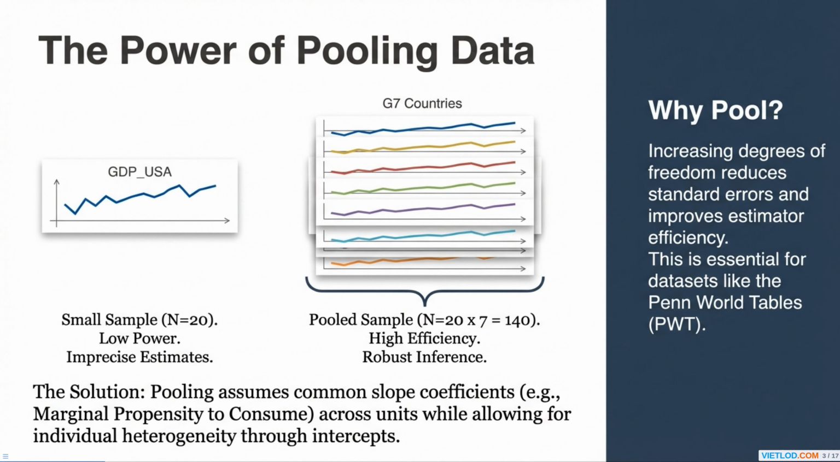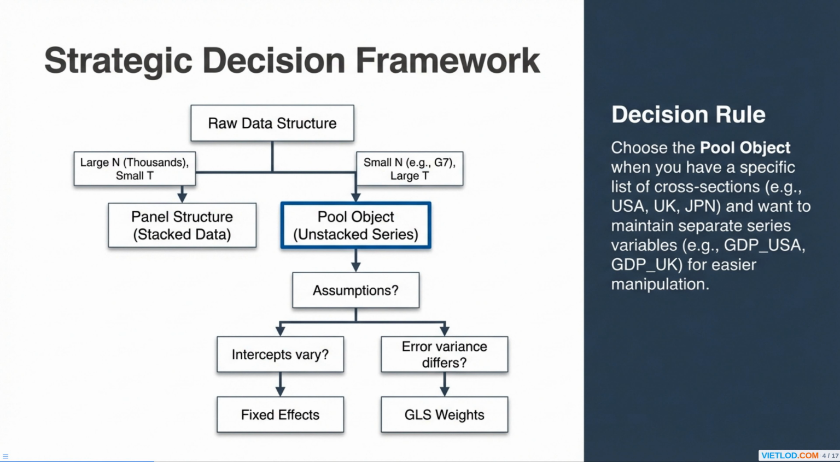The core solution that pooling offers is the assumption of common slope coefficients across units, for example, assuming a similar marginal propensity to consume across different countries, while still allowing for individual heterogeneity through unique intercepts for each unit.